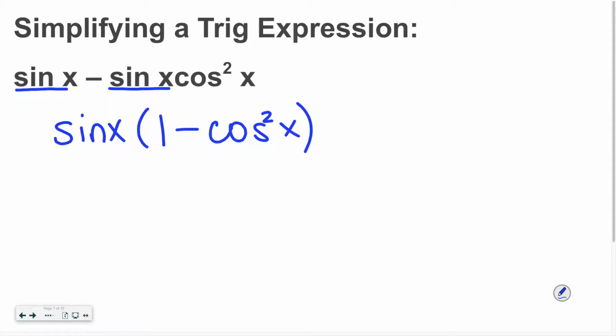Look back to your identities. Go back to that trig identity. Could you rearrange a trig identity with 1 and cosine squared? How could we rearrange it? Could we move this over so that 1 minus cosine squared x equals sine squared x? You see how I did that? I just moved the cosine squared over. So this 1 minus cosine squared x is the same as sine squared x.